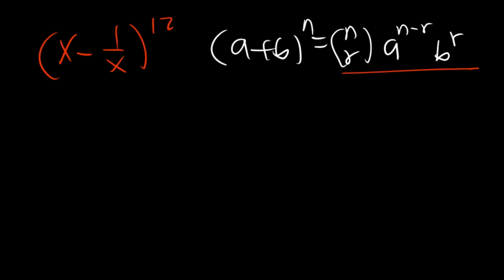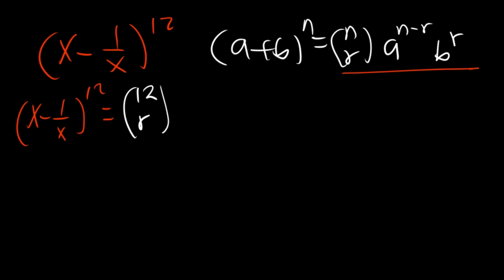Now, how can we find r? There we go. We'll say x minus 1 over x, raised to the power 12, is going to be equal to n choose r. Now in this case n is 12, r I don't know. The next thing I'm going to write: a is x in this case, but this x should be raised to the power n minus r. n is 12, I'll put 12 minus r, times b, which is negative 1 over x, raised to the power r.